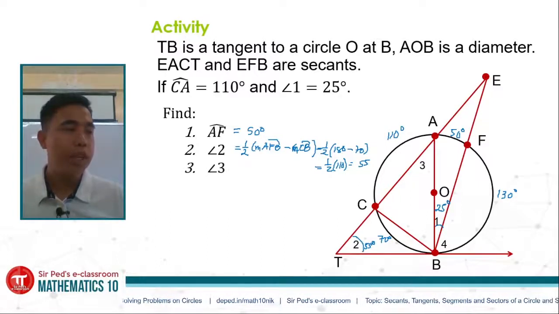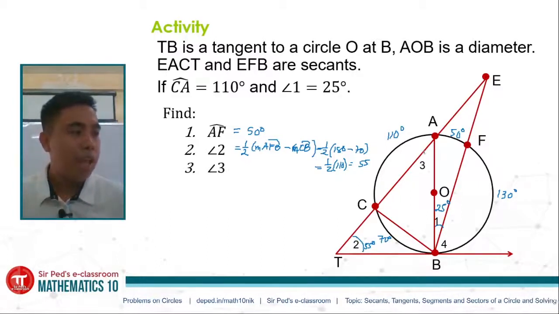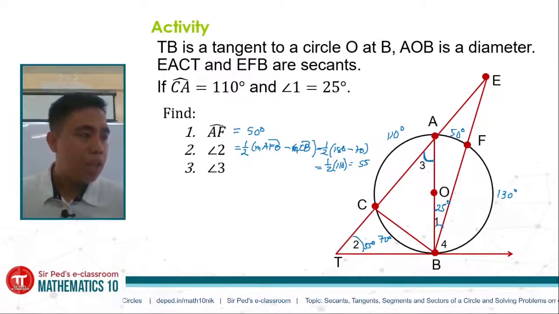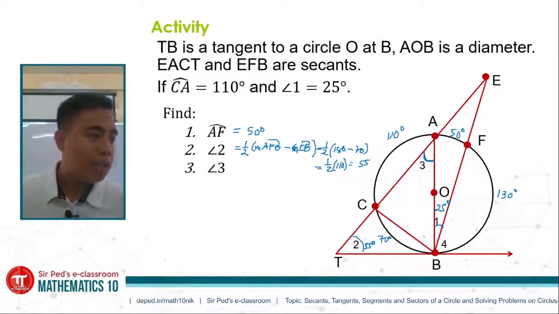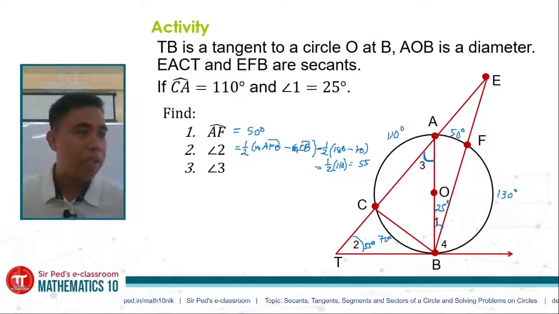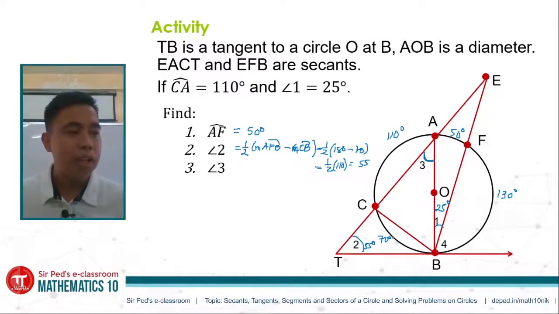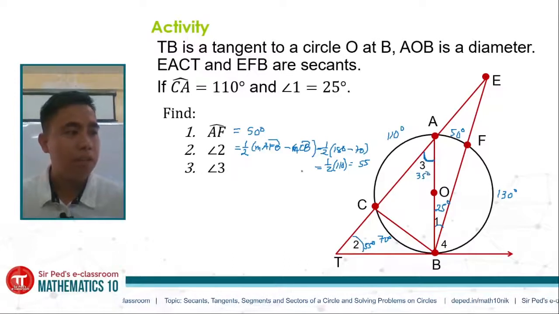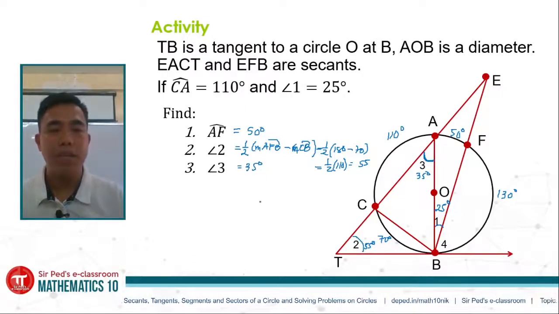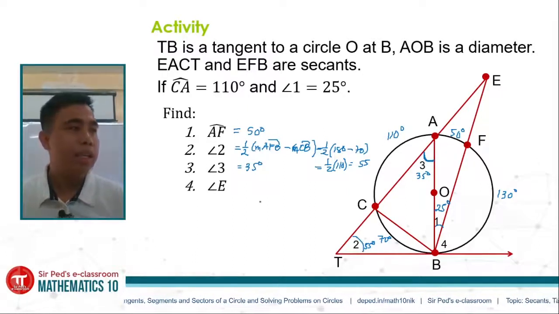Now, let's proceed to angle 3. Angle 3 is this one. And notice, this is also an inscribed angle. And an inscribed angle is half of the intercepted arc. So, since we found earlier that this is 70, therefore, this is 35 degrees, because 70 divided by 2. So, 35 degrees.